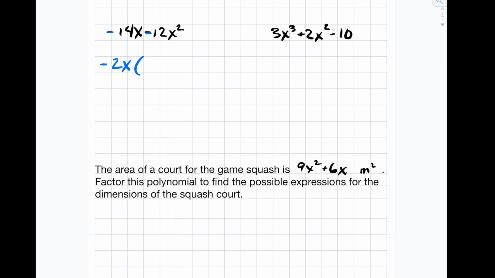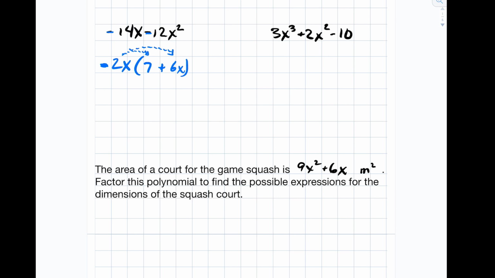So when I factor out negative 2x from 14, 2x goes into 14x 7 times. And it's positive now because the negative sign is on the outside here, right? And negative 2x goes into negative 12x squared and leaves positive, right? Because the negative sign again is on the outside. And that's going to be 6x. And if you're unsure of your answer, you could always redistribute your 2x back on the inside and check to see if it's correct, right?